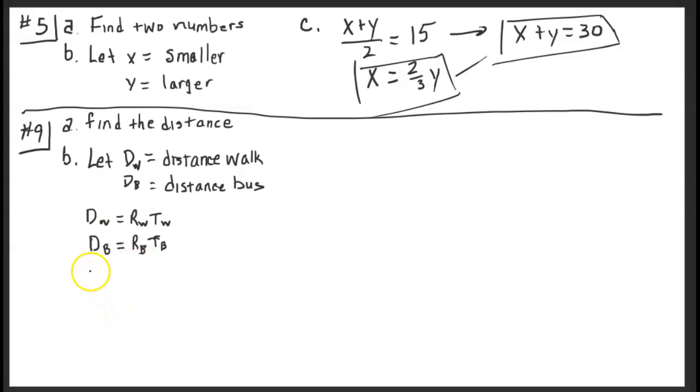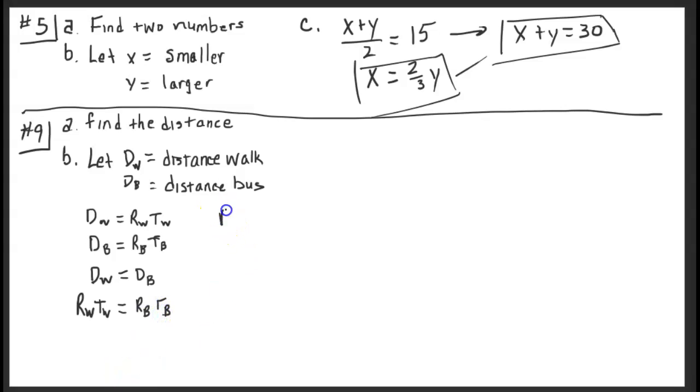But whatever distance he walks, the distance walked has to equal the distance bus. Right? That's the only way he's going to be able to get back home. If those distances are the same. Right? Because if he walks farther than he's bused, then he can't get back home. So these distances have to be the same. That means that the rate walked times the time walked has to equal the rate bus times the time bus.